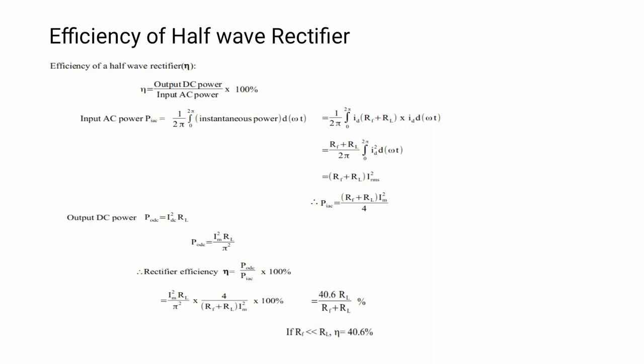Now we are considering R_F is much less than R_L. Why? Because R_L is the load resistance and R_F is the forward biased resistance of the diodes, which is practically a small value, but ideally it is equal to 0. In practical cases, R_F is much less than R_L, and in that case the rectification efficiency η is equal to 40.6%. So obviously it is the maximum possible efficiency for a half-wave rectifier.